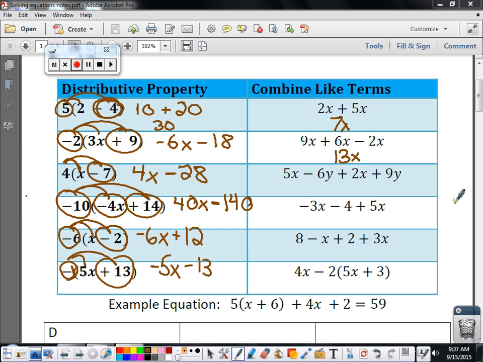This next expression has 4 terms, but they're not all the same kind of term, are they? Because 2 of them have x's and 2 of them have y's. So I can combine the things that have x's together, and then I combine the things that have y's together. So let's start with the x.